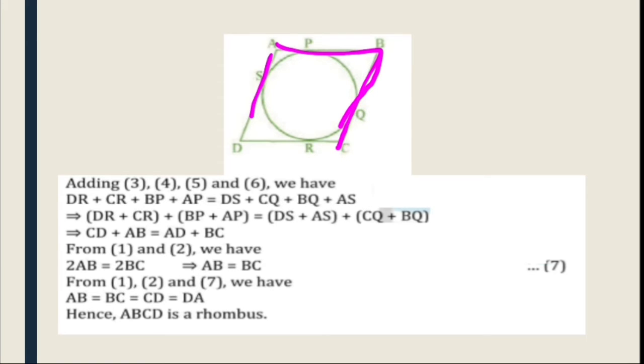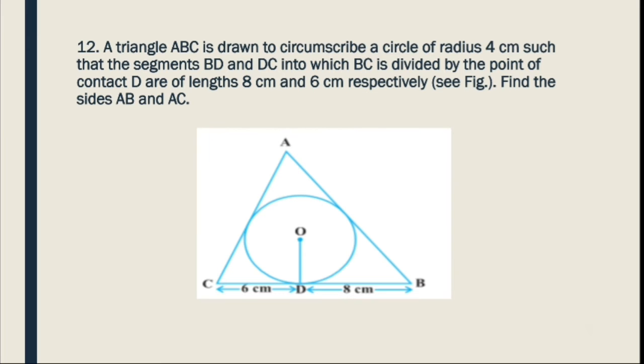Similarly, you can say that these two adjacent sides will be equal in length. Again, this is equal to this one, this is equal to this one. That means these four sides are equal to each other. So the parallelogram will become a rhombus. In this way, we can prove this question.